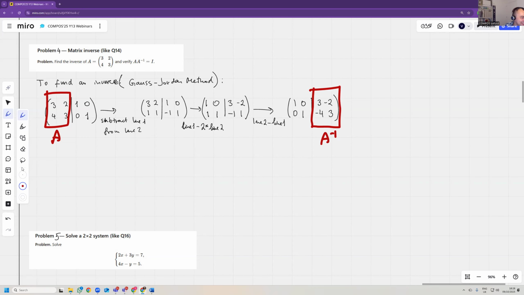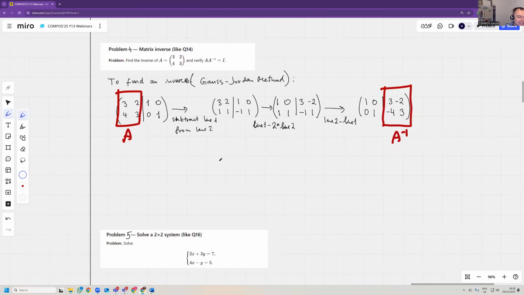Let's test. [3, 2; 4, 3] multiplied by [3, -2; -4, 3]. So multiply: 9 minus 8, that's 1. -6 plus 6, 0. 12 minus 12, 0. And -8 plus 9, 1. Ta-da, works.